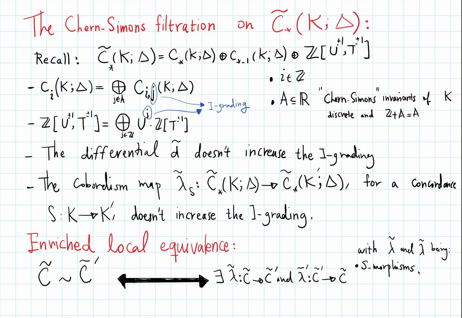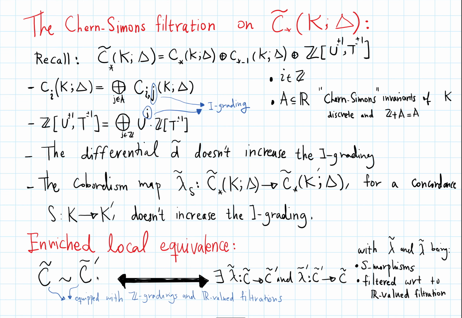So firstly, these morphisms are supposed to be S morphisms. And secondly, they are filtered with respect to I gradings on C tilde and C tilde prime. So these two I gradings on C tilde and C tilde prime would give us some filtration, and we want our morphisms to be filtered with respect to these filtrations.